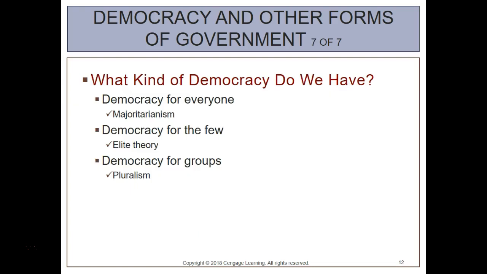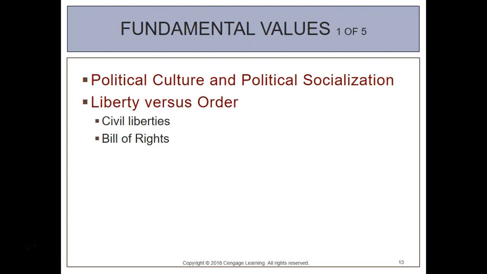So again, there's some more artwork in the book. You can take a look at that. What kind of democracy do we have? Democracy for everyone, well, that's known as majoritarianism; democracy for the few, elite theory, also known as aristocratic rule; and democracy for the groups, known as pluralism. In other words, interest groups and any type of group that is trying to advance a political agenda as well.